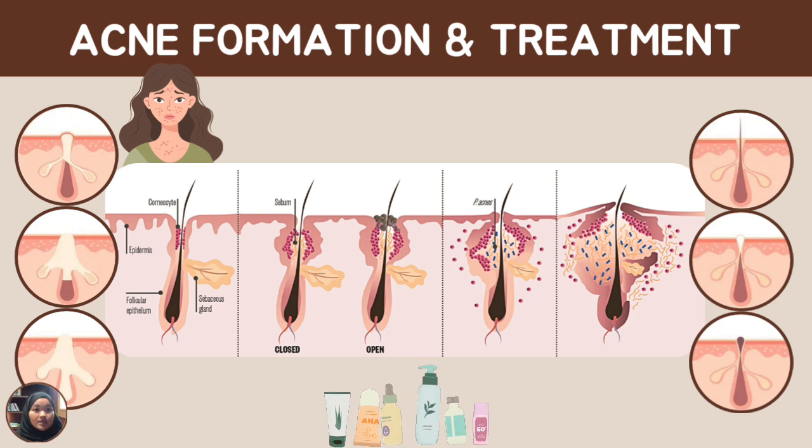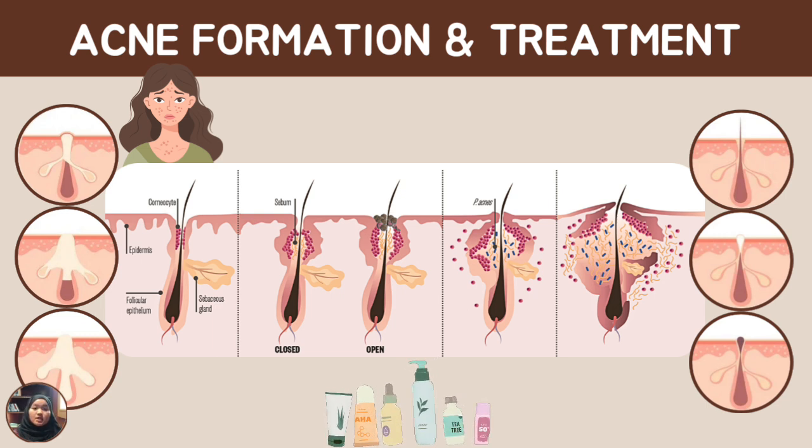Then lastly, the cyst or the nodule will form, which is a marked inflammatory response and a rupture of the follicular wall, which may lead to scarring. On the left and the right side of this slide also, you can see there are 6 types of acne that can show up on our skin.